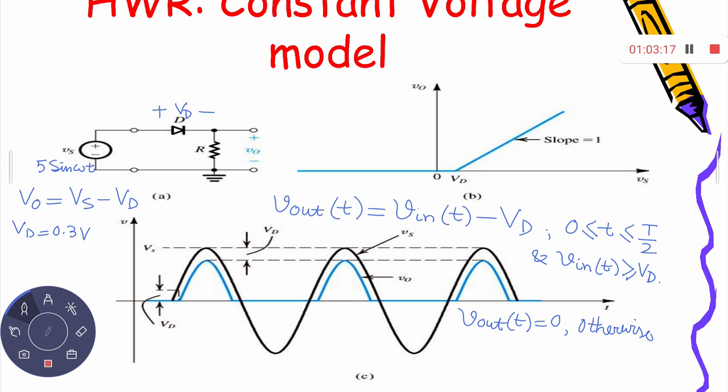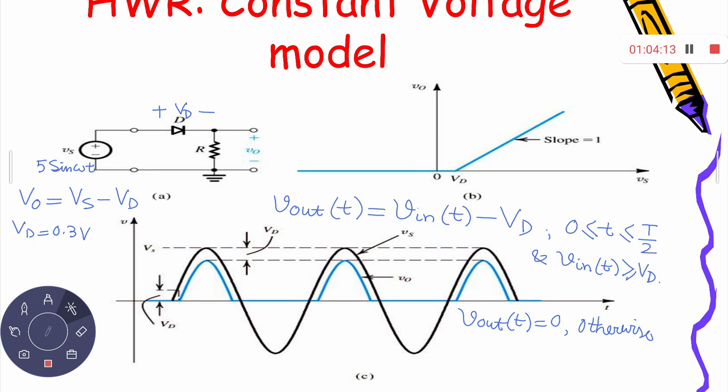Okay, so V out versus Vd, what kind of nature can you expect? What is the formula? As long as V in is greater than Vd, along this axis we have plotted Vin or Vs, and along this we have plotted V out. So when Vin is greater than Vd, this expression is valid, and V out is equal to Vin minus Vd. What does that expression stand for? A straight line with slope unity. Y is equal to x minus k.